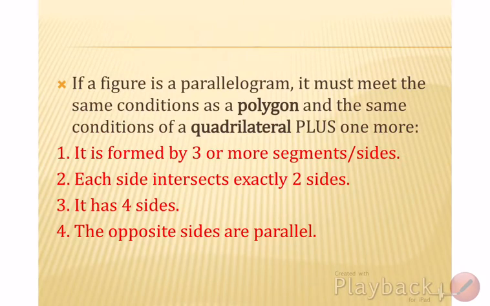If a figure is a parallelogram, it must meet the same conditions as a polygon and the same conditions of a quadrilateral, plus 1 more. So it's formed by 3 or more segments or sides. Each side intersects exactly 2 sides. It has 4 sides, and the opposite sides are parallel. Do these properties match what you wrote? Make any corrections that you need to.